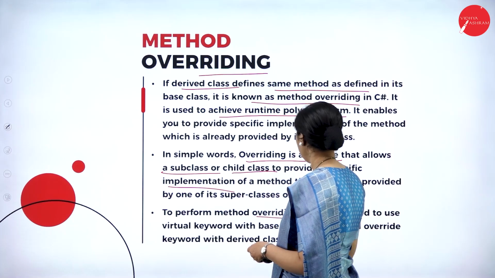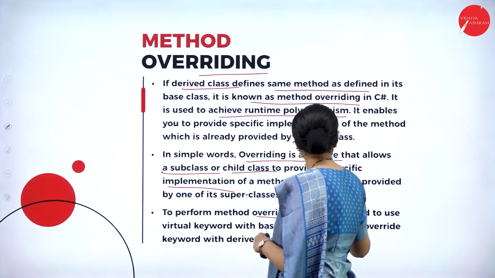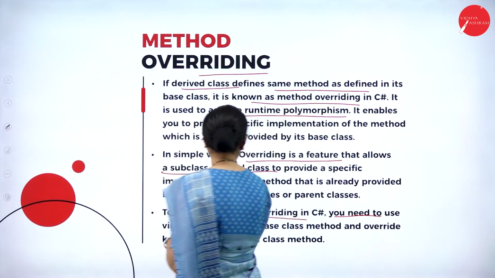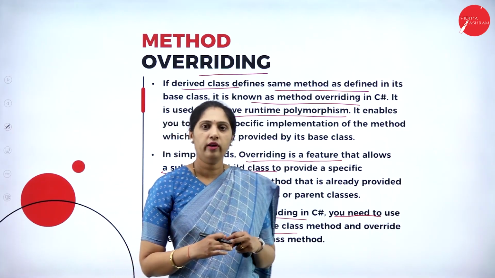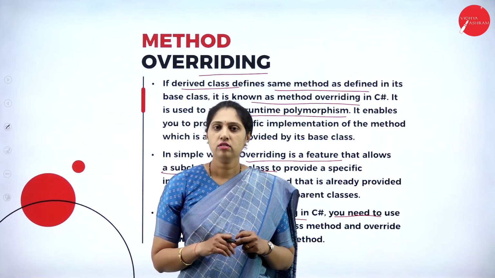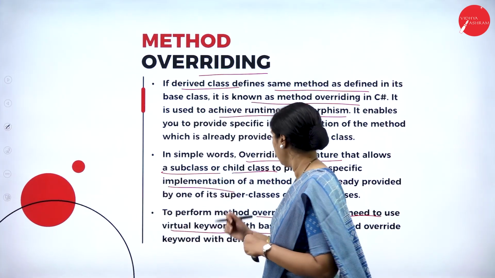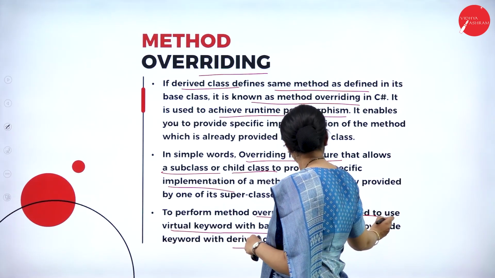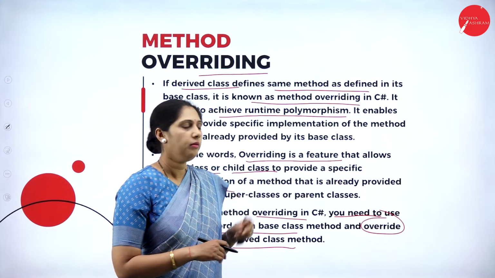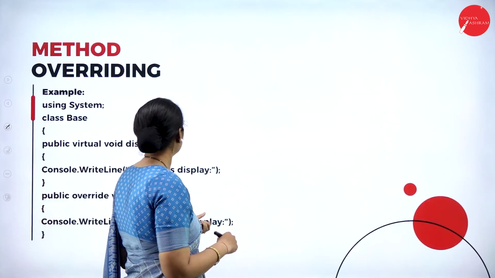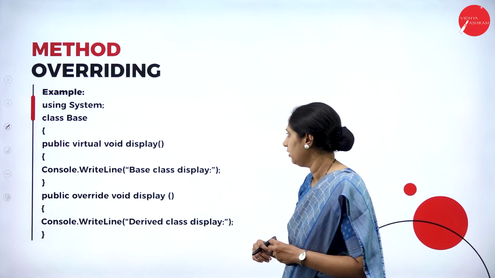So how to achieve this overriding? Which keyword to use? See, you need to use the virtual keyword. In the base class, if there is a method to be overridden, I have to use the virtual keyword. Where? In the base class. Then for the derived class, I have to use the override keyword. This is about overriding.